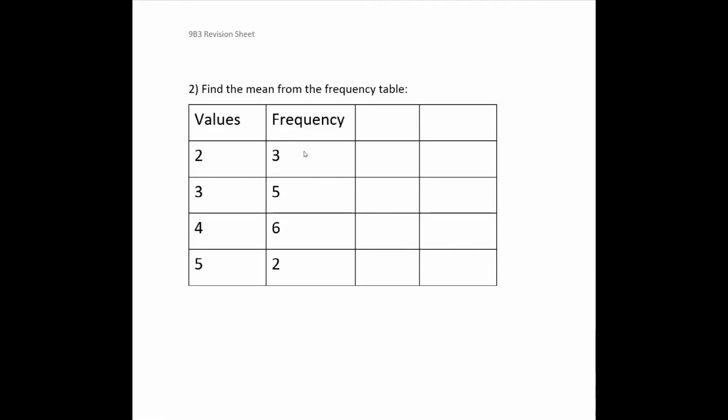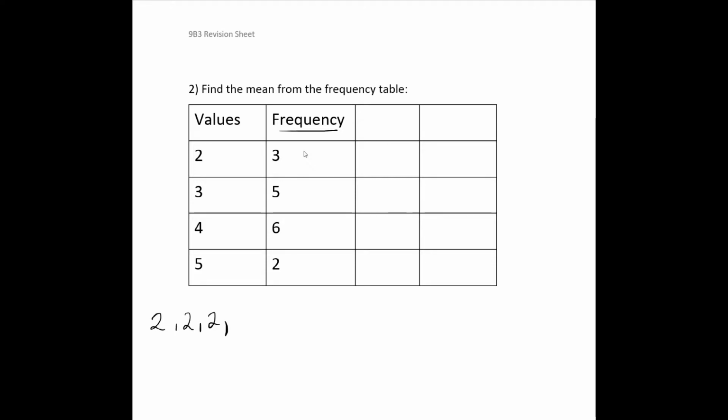Video, we're going to do some further revision for Monday's test. The first question we're asked here is to work out the mean from the frequency table. So we are given, if I were to take this data out of the table, we'd have the value of 2 coming up 3 times, because it has frequency 3. So it would be like 2, 2, 2.